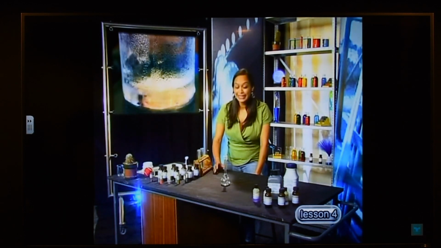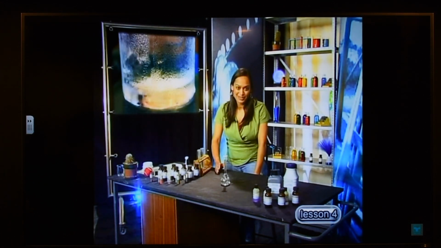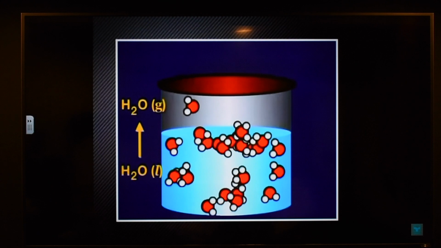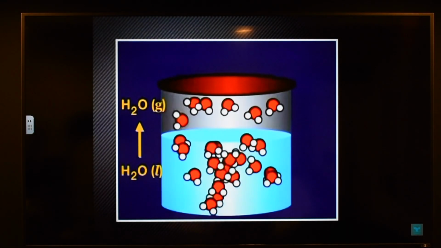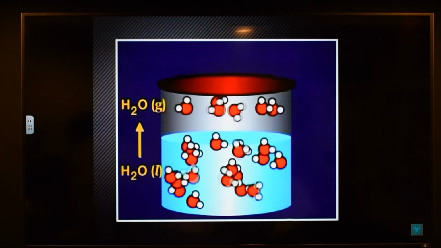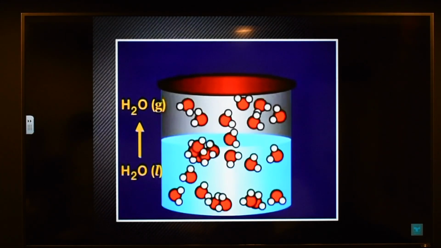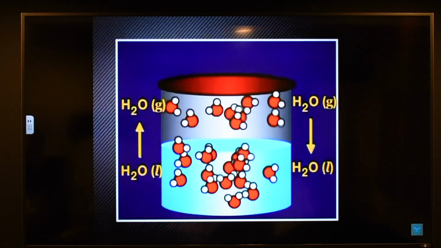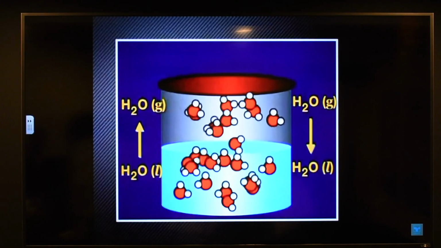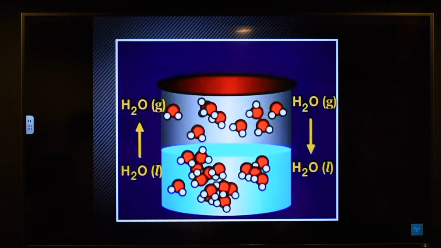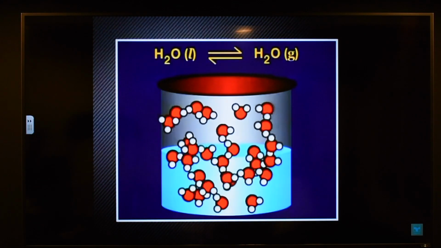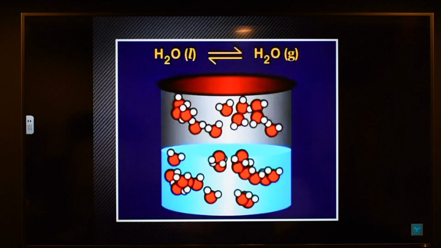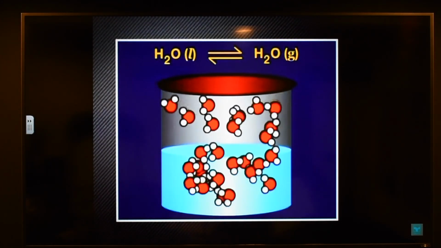But when we put a lid on the container, we prevent the water molecules escaping. Now, watch what happens. The gas region above the liquid becomes very crowded with water molecules, and so the number of molecules evaporating decreases. But at the same time, the number of water molecules returning to the liquid increases until the number of water molecules leaving the liquid is the same as the number of molecules returning.